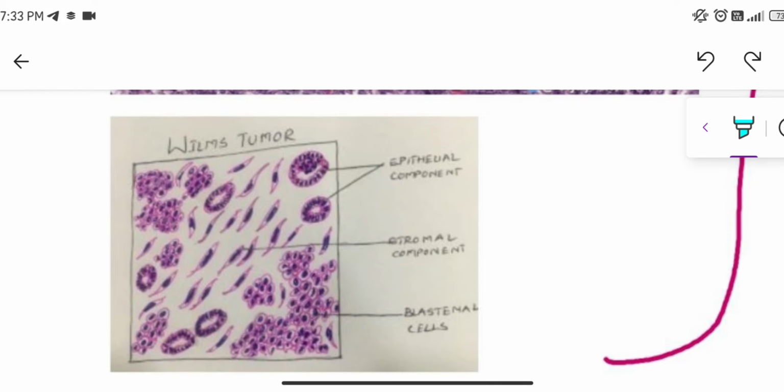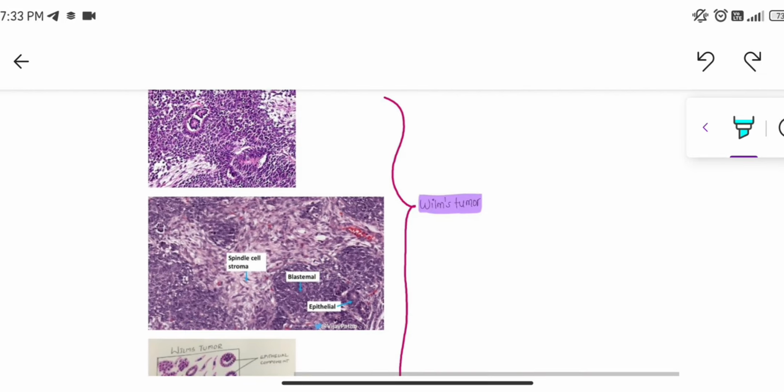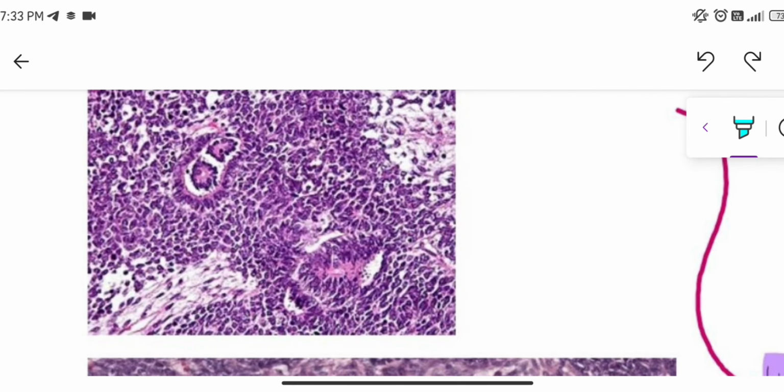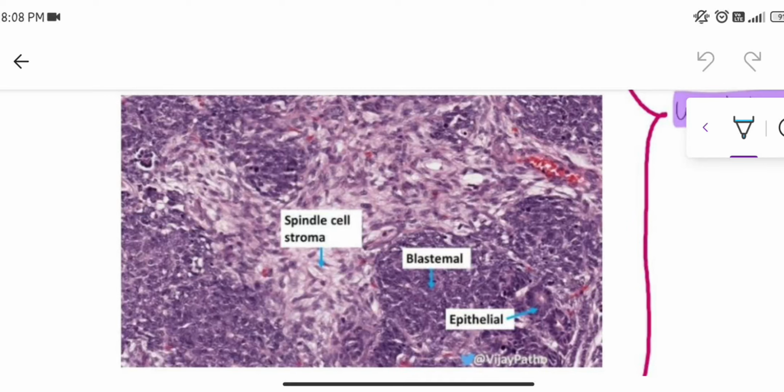Now we should look at the Wilms tumor, and its microscopic features. Wilms tumor is a triphasic tumor and it consists of three components. The first component is in the form of epithelial. This is the microscopic feature of a Wilms tumor.